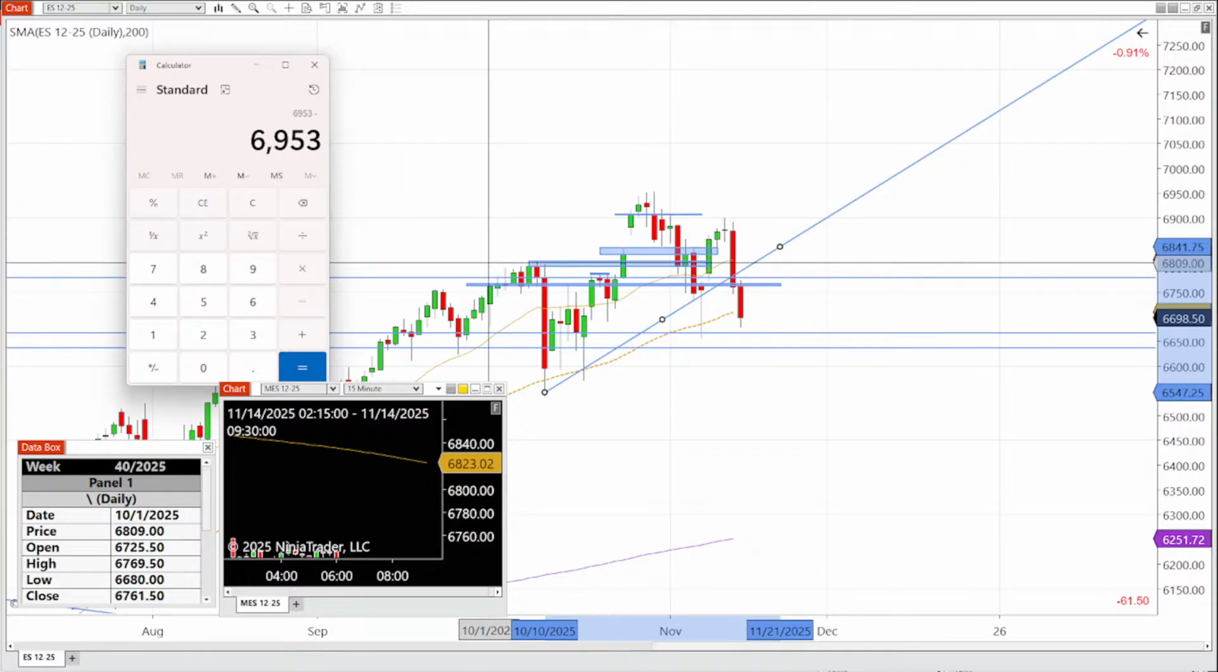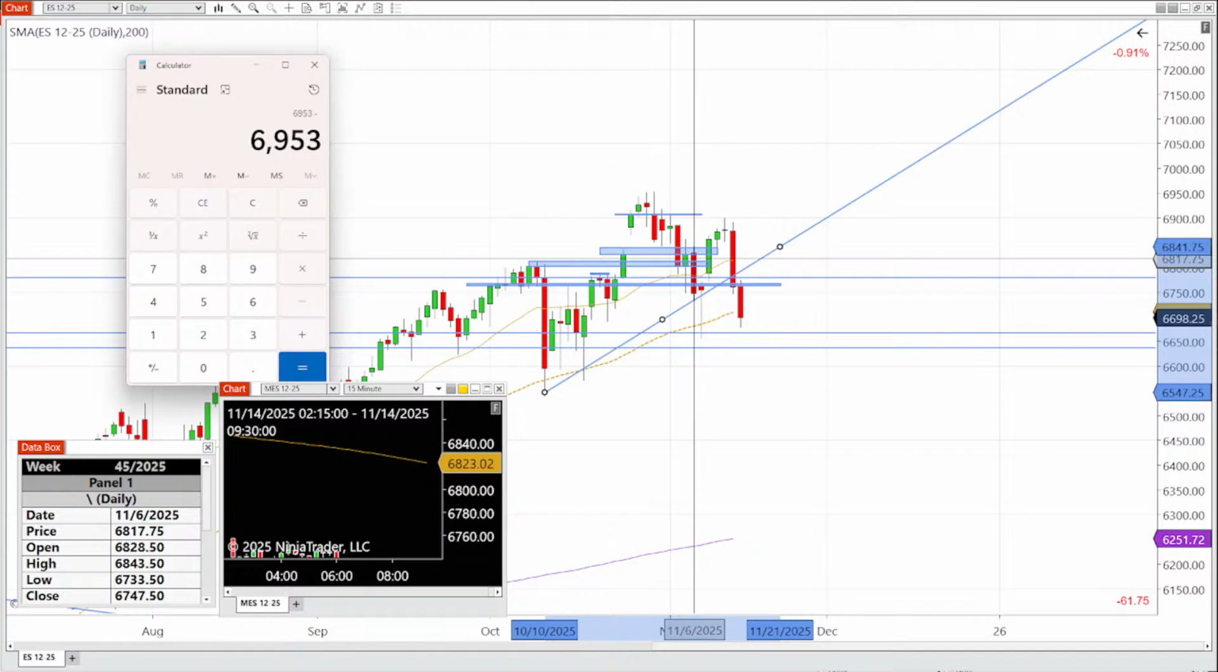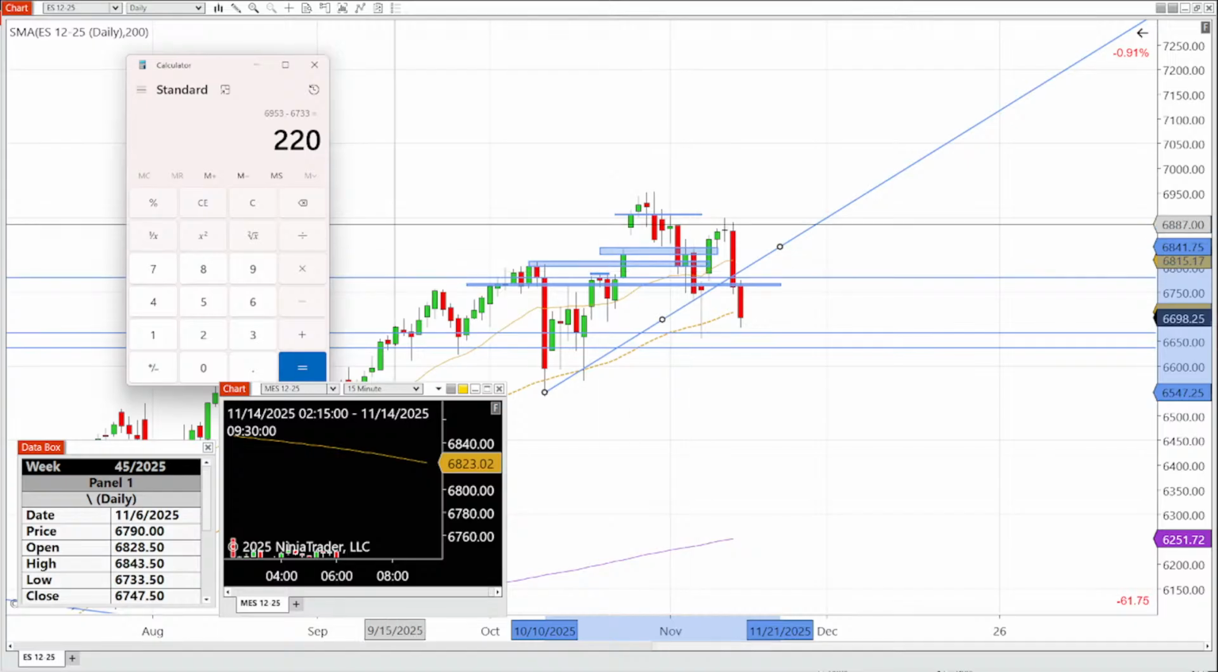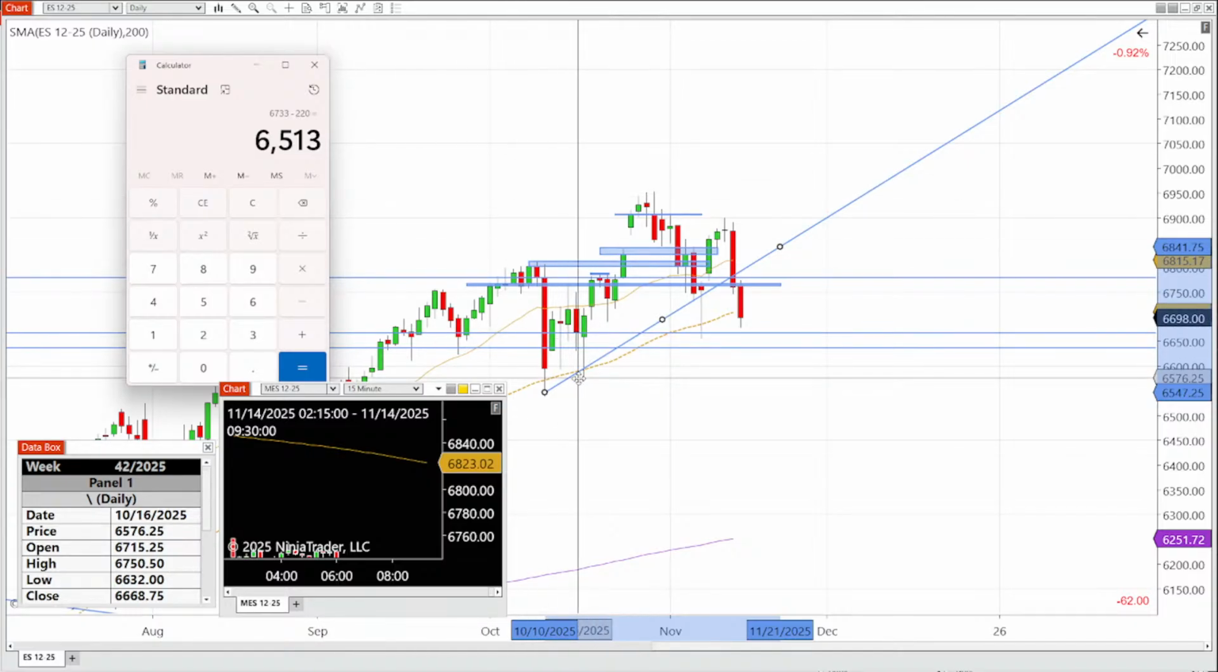So we got 69.53 minus... How are you going to measure head and shoulders? We're going to use this right here first. The low is 33.50, 67.33.50 minus 67.33. We're just going to keep it round numbers. Okay. It's 220 points. So you take the low of the neckline, which is 67.33, and minus 220. So we got 67.33 minus 220. 65.13.